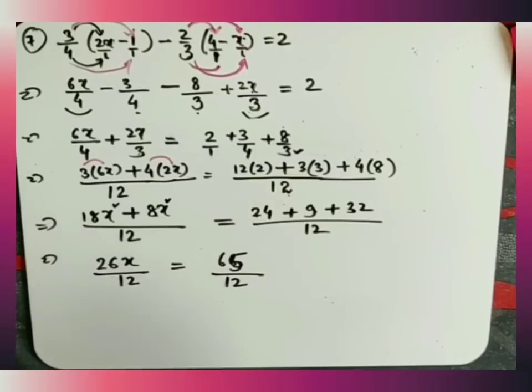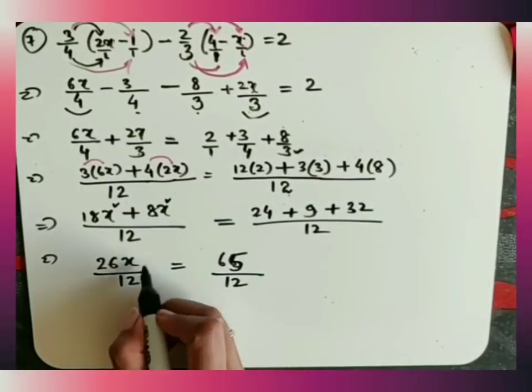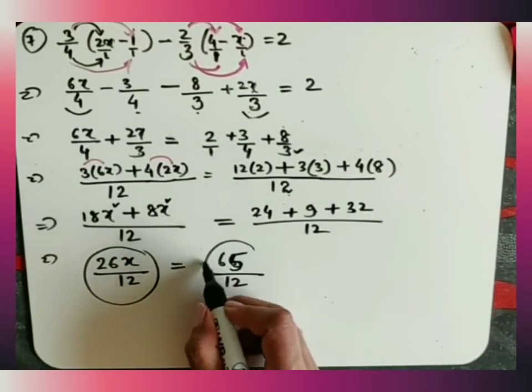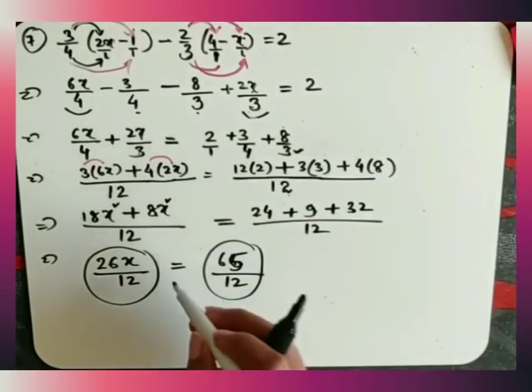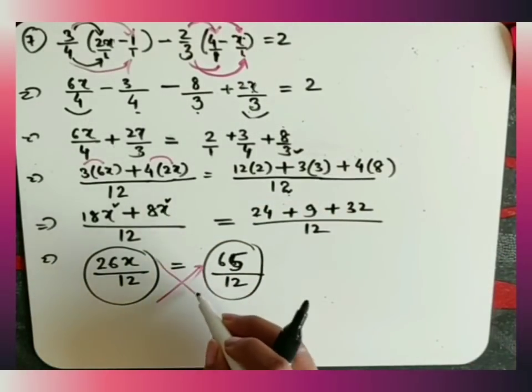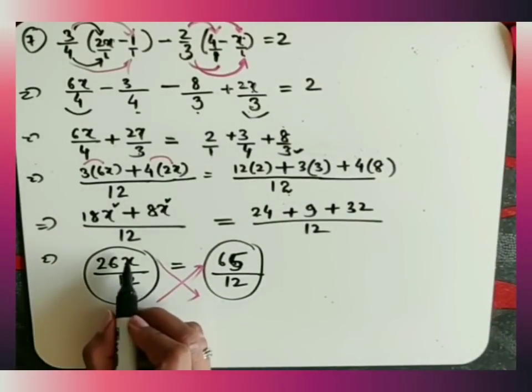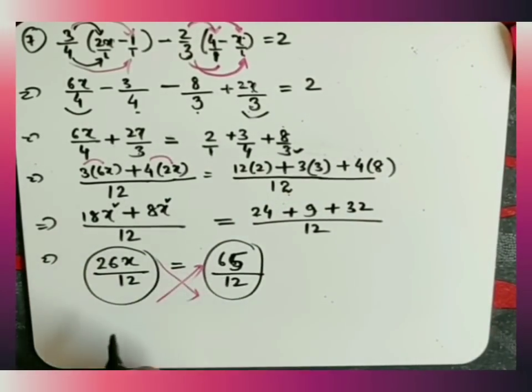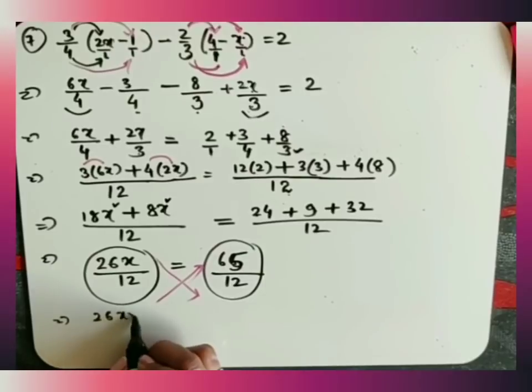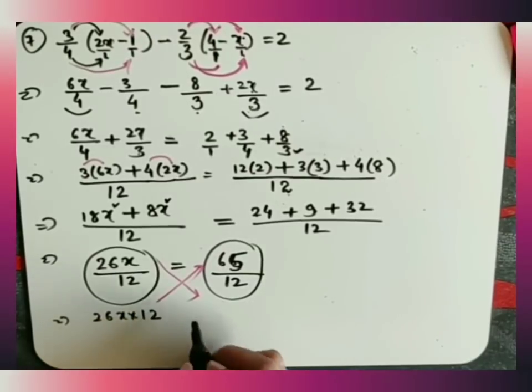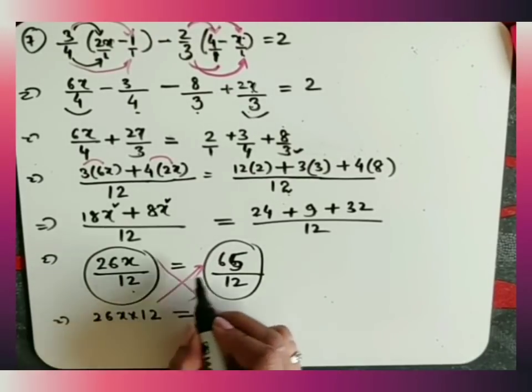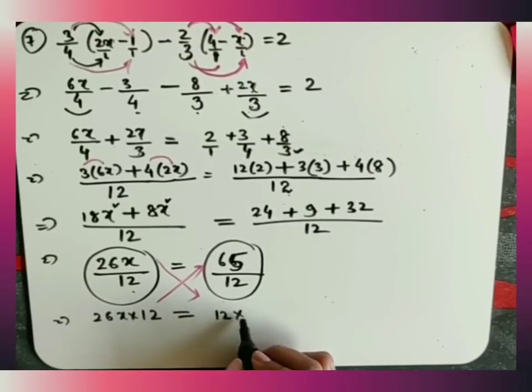So as you can see here, we got one fraction on this side, one fraction on this side. What does the rule say? When we get one fraction on both sides, we need to cross multiply. So 26x multiplied by 12. No need to multiply this big number. Straight away you can write it down, 26x multiplied by 12 equal to 12 multiplied by 65.